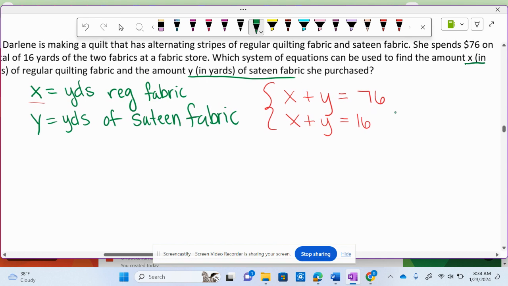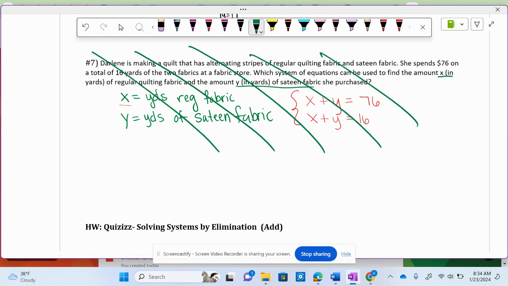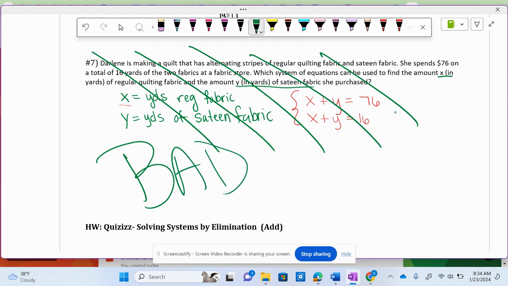You're going to get rid of both. This is not right. Does it say one can be used to find? This is a bad question. Skip, skip, skip. This is a bad question. Because if we multiply this bottom equation by -1, we're going to cancel out everything. It's a bad question. You can't do that one. Bad, bad.